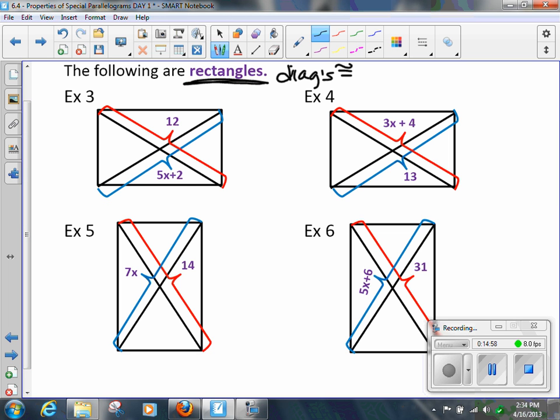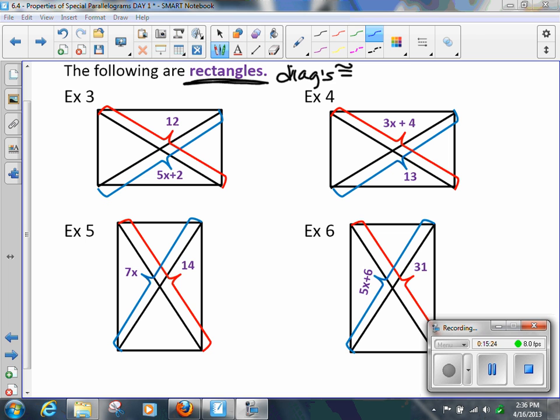It does look like a lot of stuff, but when you back up and look at it, what are we given? We're given diagonal information. What do we know about the diagonals in a rectangle, folks? They're congruent. How are you going to solve example 3, and 4 and 5 and 6? Set them equal to each other and solve. Go, do these. 3 minutes.